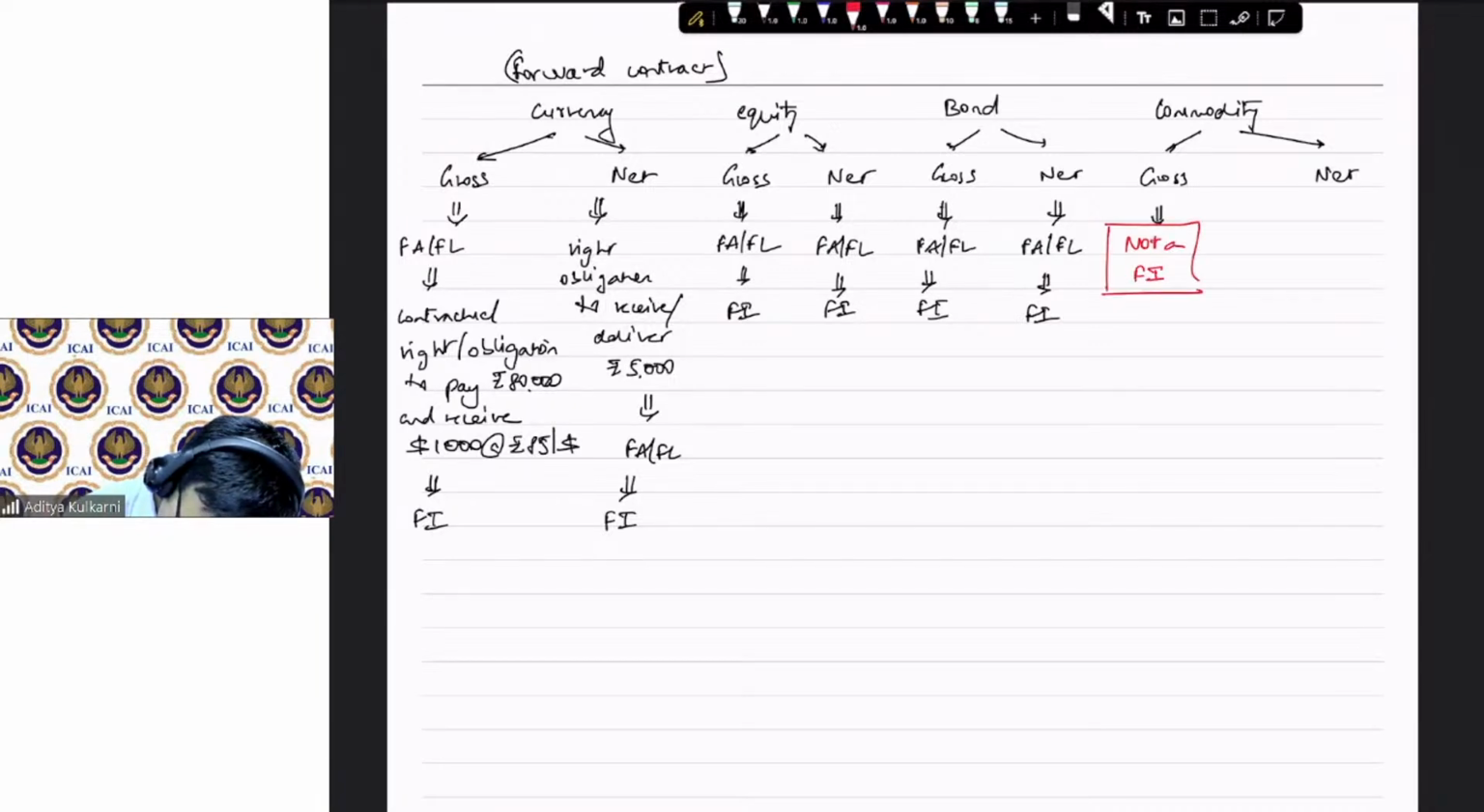Why? Because you have a contractual obligation to deliver or receive something which is not a financial asset, and therefore it is not going to be a financial instrument. However, the same contract on a net basis is going to be a financial asset or a financial liability. Sir, why do you say financial asset or financial liability? Because you have a contract to receive 10 grams of gold for 55,000 rupees. The market price is 61,000.